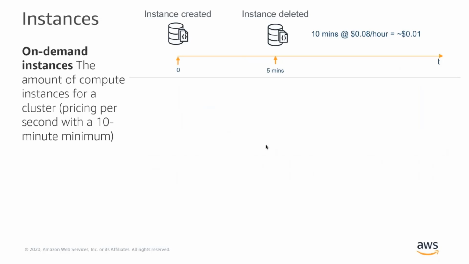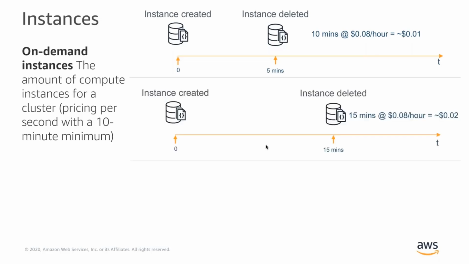A lot of these are time-based, so on the x-axis is time. As we go left to right, time increases. Let's imagine at t0, or time 0, we create an instance. And then we say, hey, we didn't want to do that, so we delete the instance at 5 minutes. How much do you pay for that particular instance? Because there's a 10-minute minimum, you pay for 10 minutes, using a T3 medium at 8 cents an hour. So you pay about a cent for that 5-minute duration of having that instance around. Now, if you say, okay, I created an instance, but I deleted it after 15 minutes, how much do I pay then?